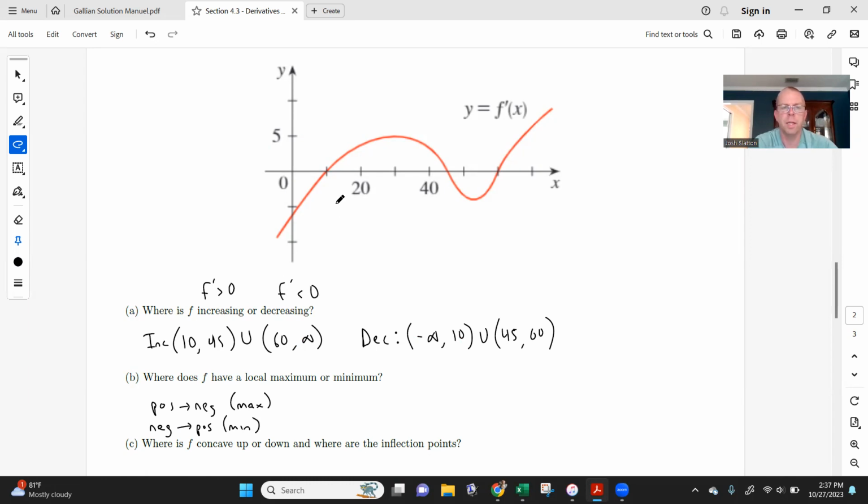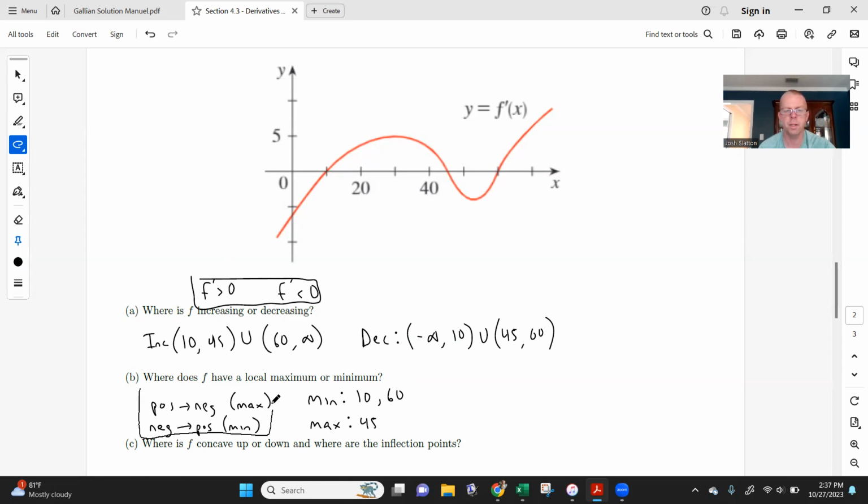All right, so we are going negative to positive. So we have a minimum at 10. This one we're going positive to negative, so that will be a maximum at 45, and then at 60 we go from negative to positive, so that would be another minimum at 60. All right, so if you remember these, which these two are pretty obvious, you know that, I'm sure, by now.